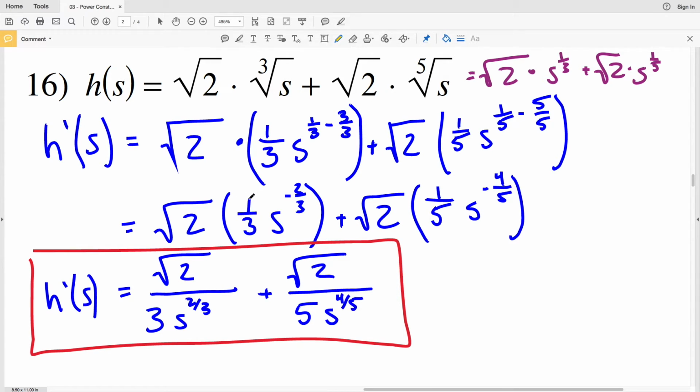Because the square root of 2 times 1/3 is the square root of 2 over 3, and then s to the negative 2/3 is 1 over s to the 2/3. And then the square root of 2 times 1/5 is the square root of 2 over 5, and that's multiplied by s to the negative 4/5, which is 1 over s to the 4/5.